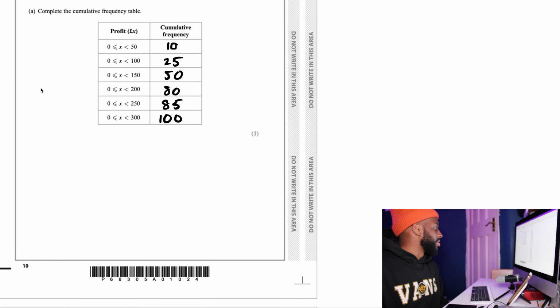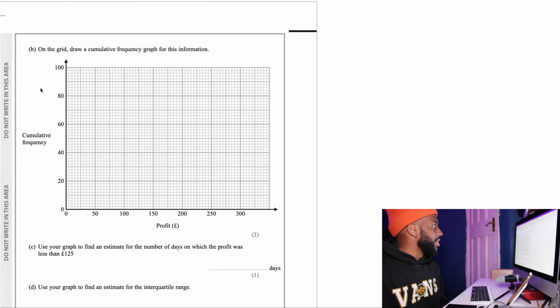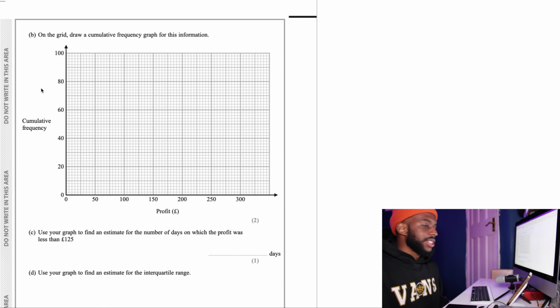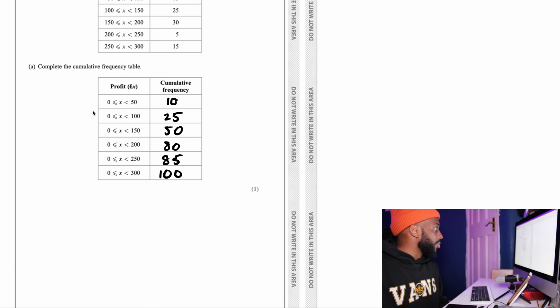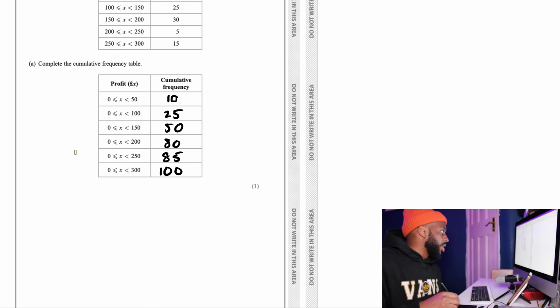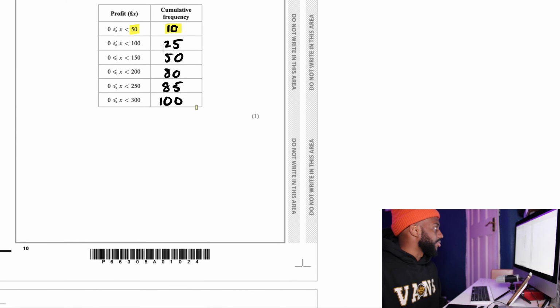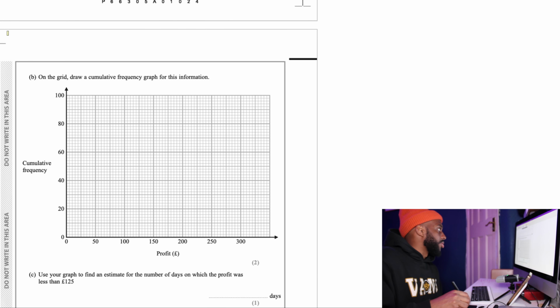Let's see what part B is. So part B is to represent the information on a grid. So what we're going to do is look at the first bit we've got. We've got 0 to 50 as a cumulative frequency of 10. So at 50, we're going to plot 10. So we go to 50 along the profit and then go up to 10, and we just place a cross there.